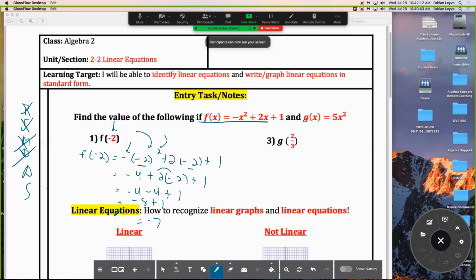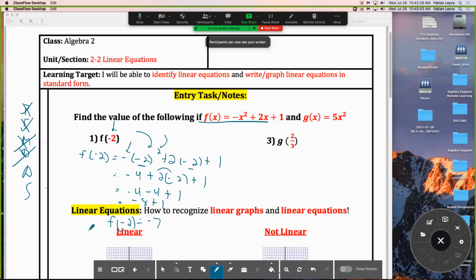So you can see here that when your input is a -2 into the f function, your output is a -7. Now looking back, I'm going to double check my work. I feel like I got it down. So yeah, that's how we do that set of problem.